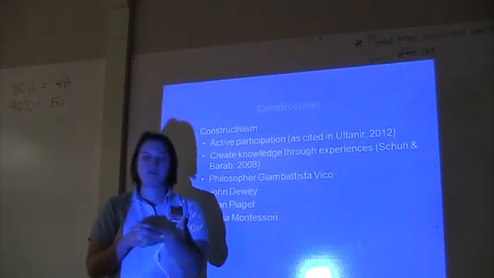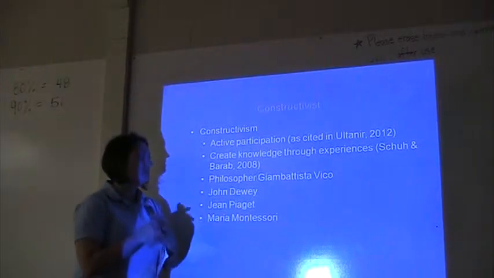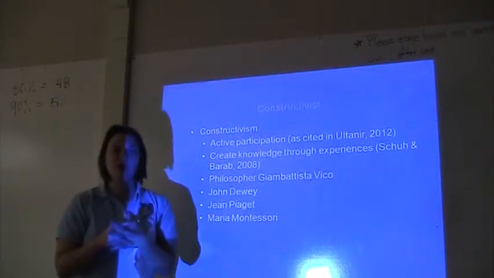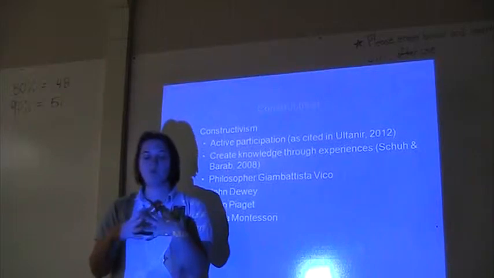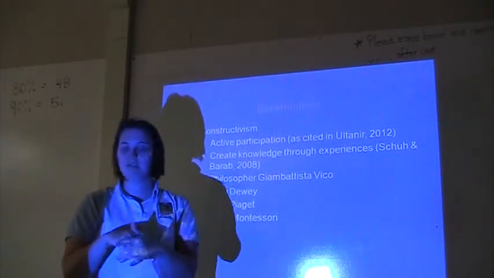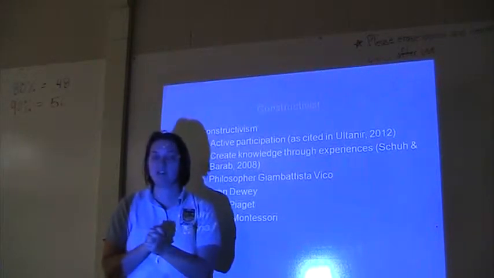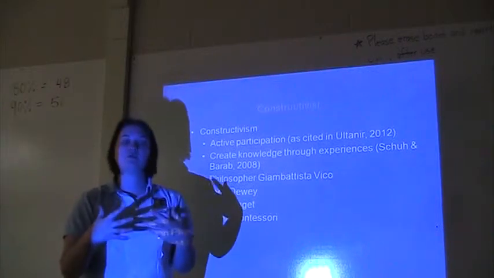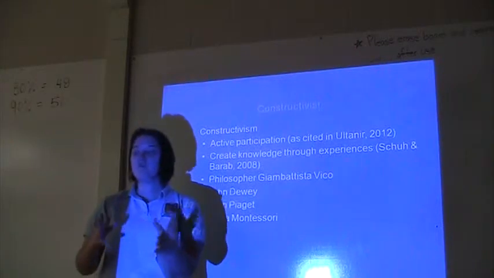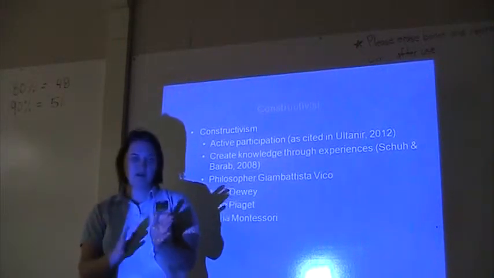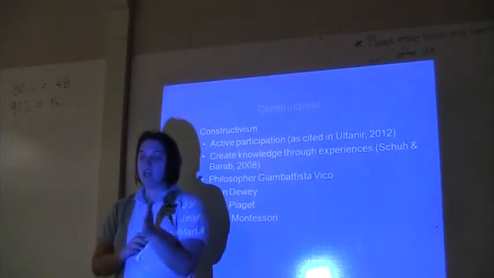Throughout the semester we've talked about what it means to be constructivist, and here I've put some citations: actively participating, creating knowledge through their own experiences, being able to explore. The one philosopher that it all goes back to is Giambattista Vico, not quite sure how to say his name, but he's from the 18th century. He was the first one to propose the idea that the way to know something is to experience it. From him, we have the more contemporary ones that we're more familiar with, which are Dewey, Piaget, and Montessori.